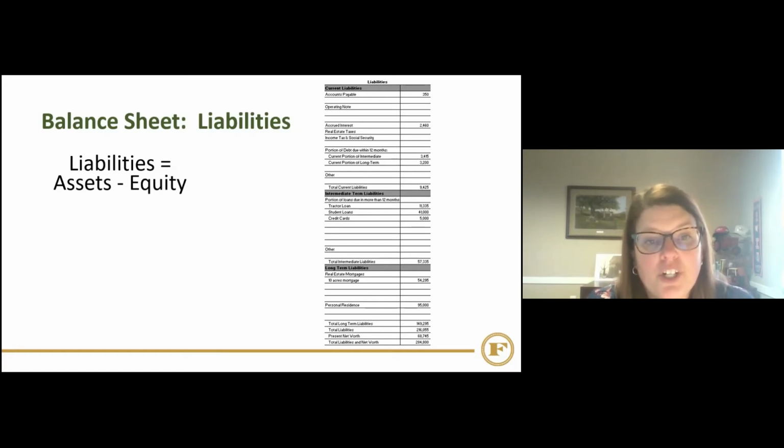So let's rework our new car example from before. Remember, you were buying a $20,000 car. You put $5,000 down. That means you finance $15,000.